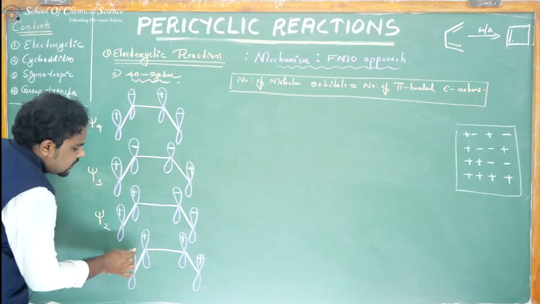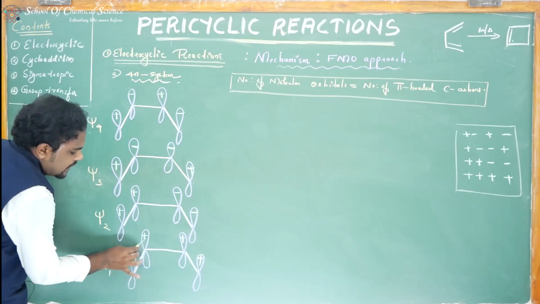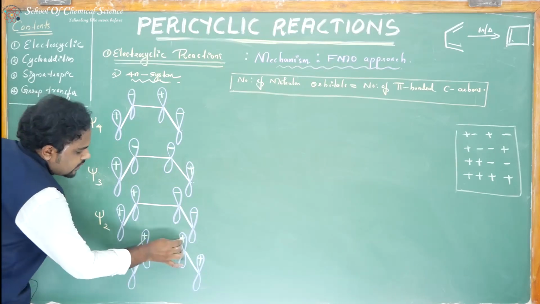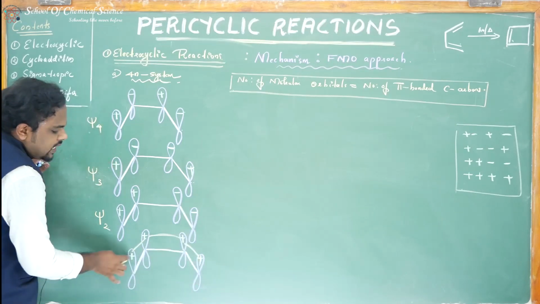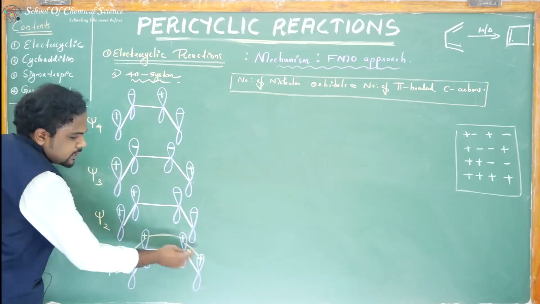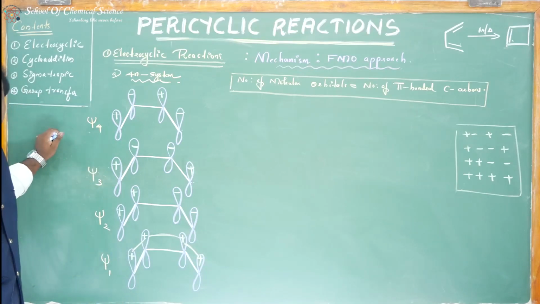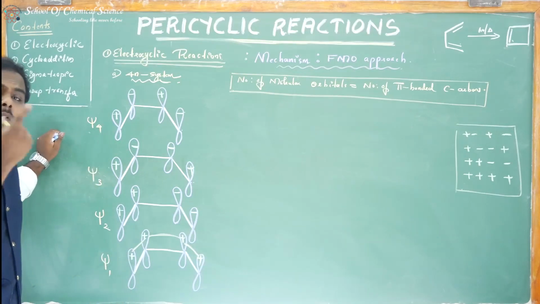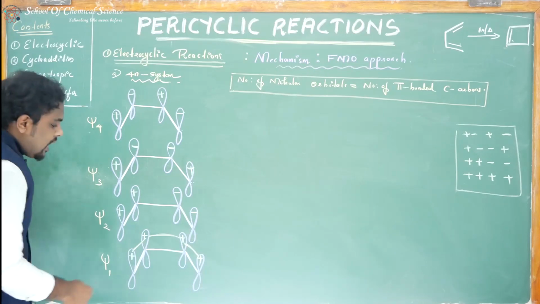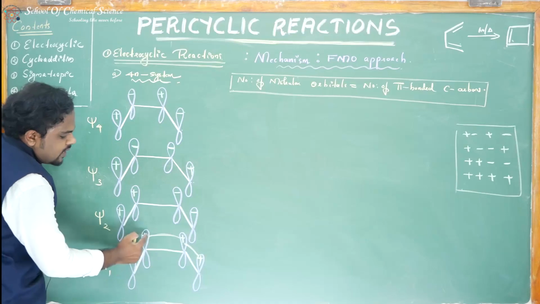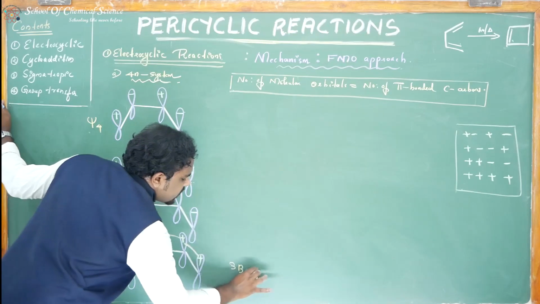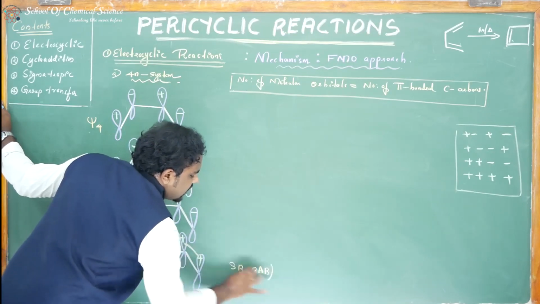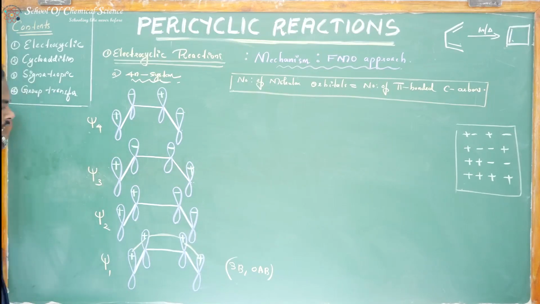Here the interaction is between plus and plus, plus and plus, plus and plus. So 3 interactions are there. Interaction between same phase results in bonding. Interaction between opposite phases results in anti-bonding. So how many bonding interactions? Plus plus 1, plus plus 2, plus plus 3. So in psi 1, 3 bonding interactions and 0 anti-bonding interactions.